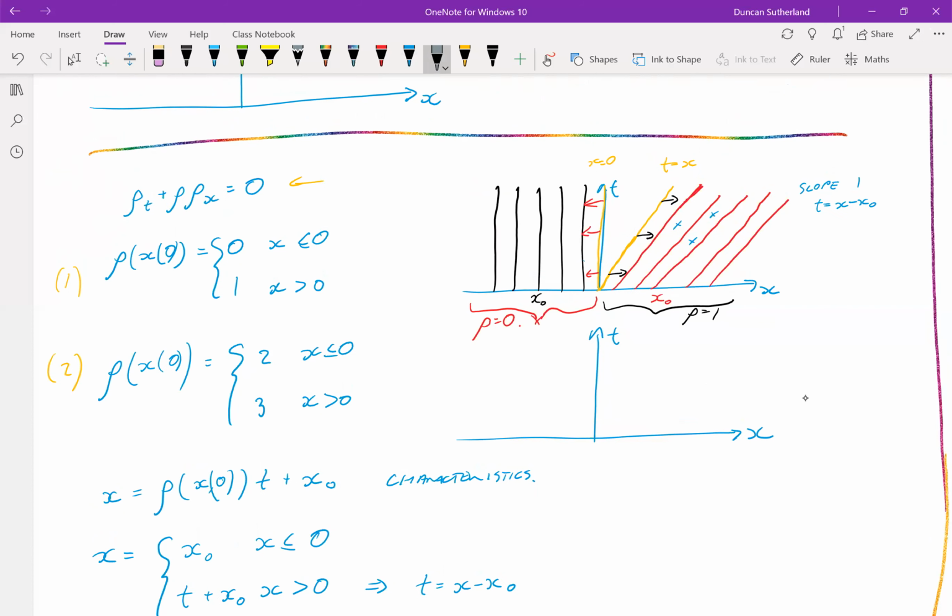We have no information in here. This region here, we have nothing. We don't know what's going on.